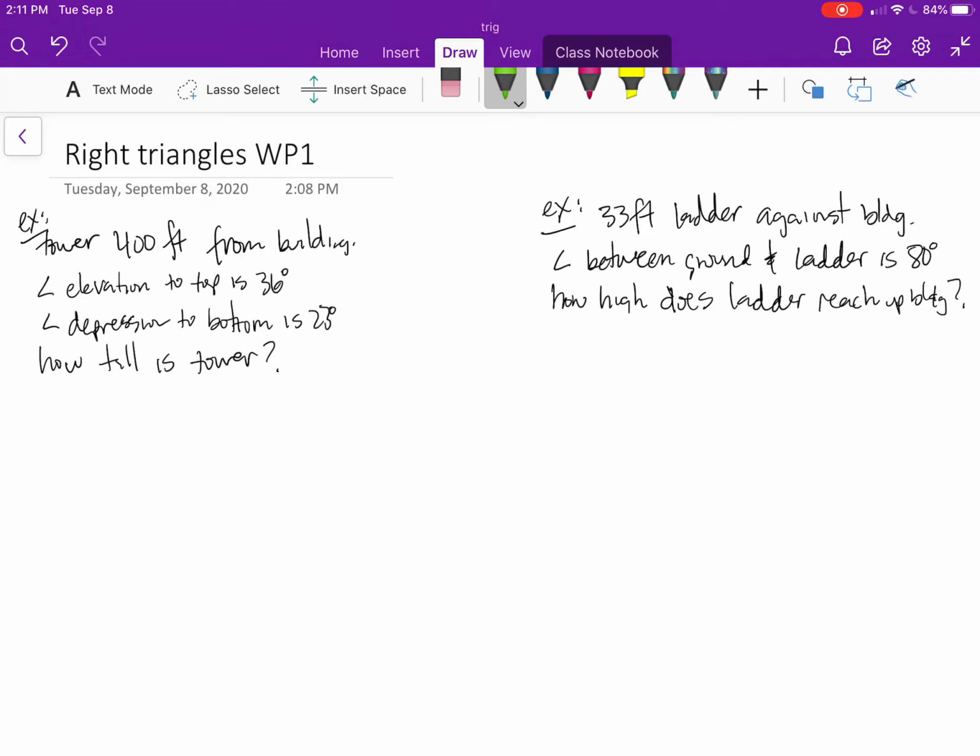All right. So the first example, a radio tower is located 400 feet from a building. From a window in the building, a person determines that the angle of elevation to the top of the tower is 36 degrees and that the angle of depression to the bottom of the tower is 23 degrees. How tall is the tower?